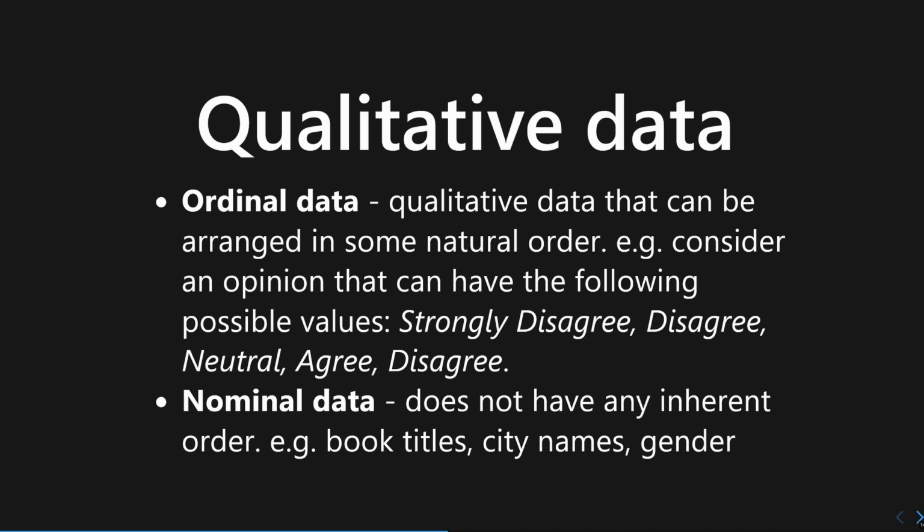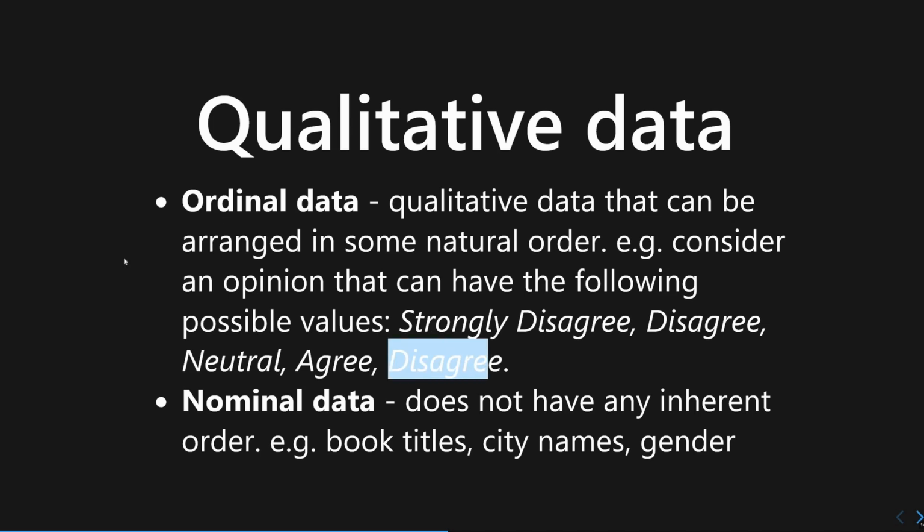So they're still qualitative, but at the same time, you can order them in terms of increasing agreement. From least agreement, that would be strongly disagree. Then in increasing agreement, disagree, neutral, agree, and then strongly agree. Sorry, the earlier one was a typo. It should be strongly agree.